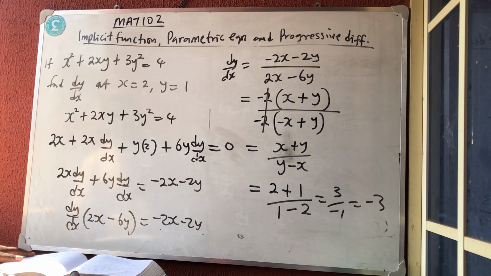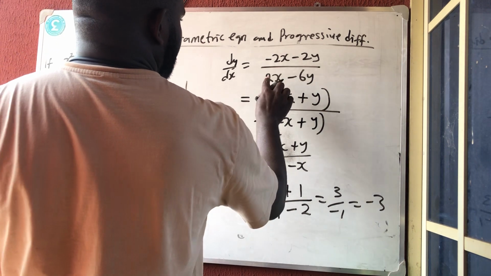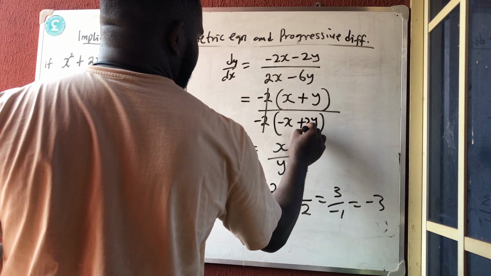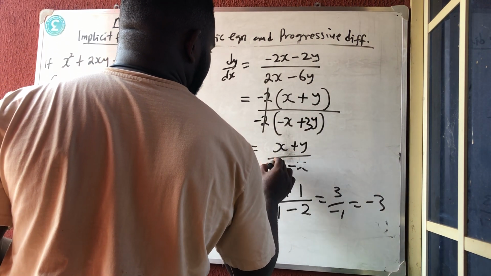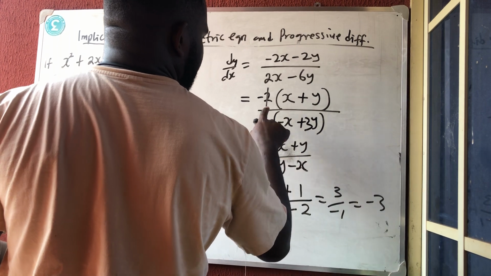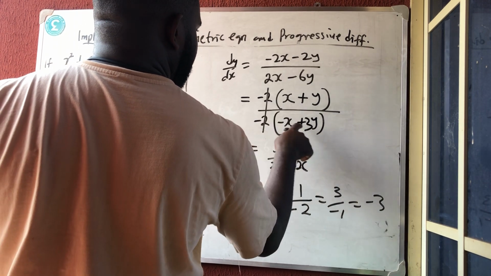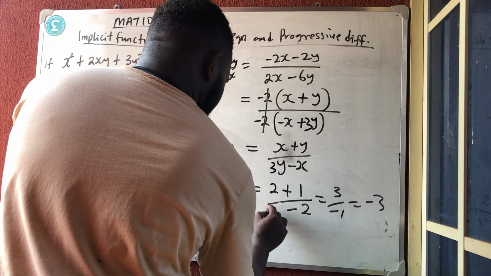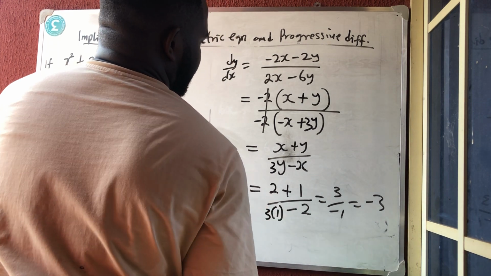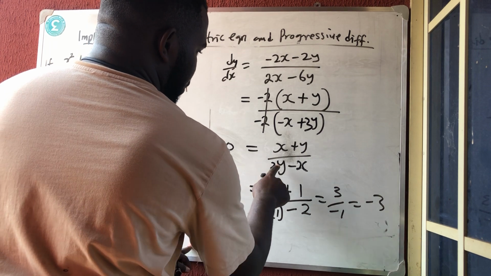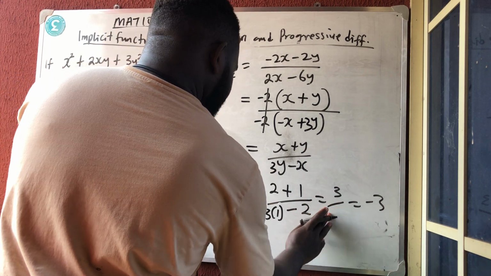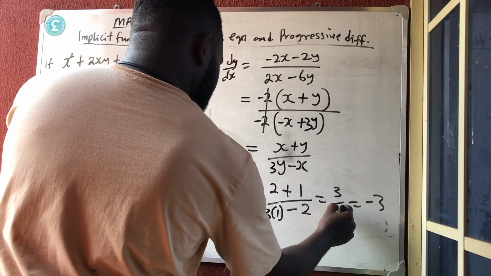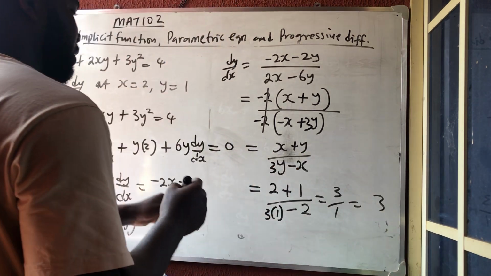So the next thing we're going to look into, what did I do here? Sorry, 2 coming out here, I'm having 3 here. So I'm having 3y. Sorry about that. So I'm having 3 bracket 1, because anywhere you see y, put 1. So my answer is 3 minus 2 is 1. So my answer is just 3.